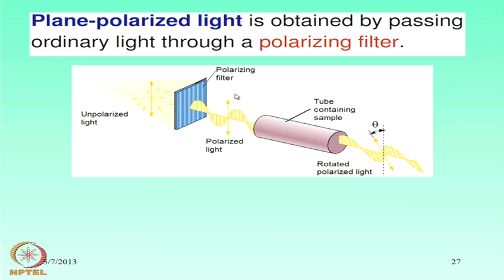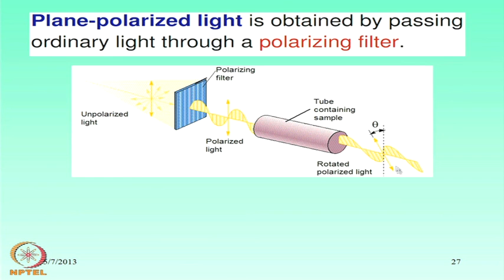If we pass it through the polarizing filter, which has a grid-like arrangement, it will only pass plane polarized light, that means light in one direction only. When this polarized light is passed through the sample, an optically active sample kept inside a tube, then as the light comes out, there will be an analyzer that monitors how much movement has taken place with respect to the light entering the solution.